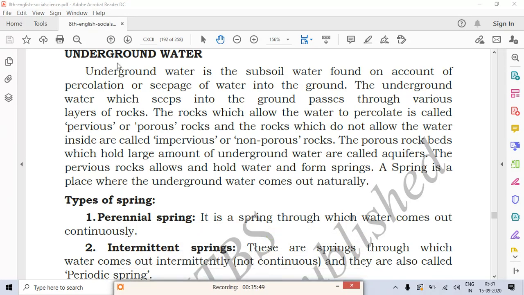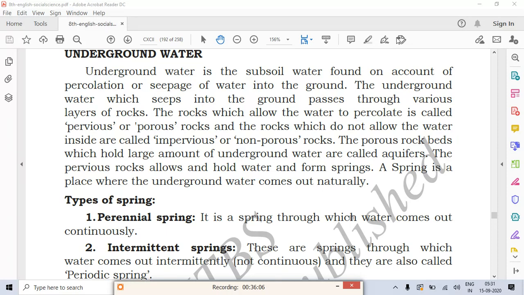The water which is present under the soil is called underground water. Underground water is a subsoil water found on account of percolation or seepage of water into the ground. What happens when rain comes? That rainwater goes inside the soil. The soil absorbs that rainwater, and that water is collected.